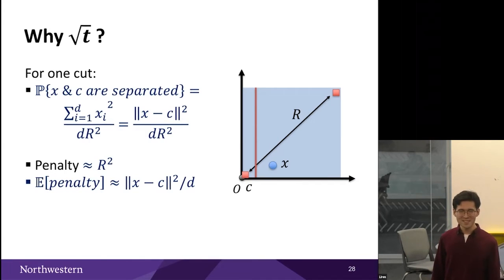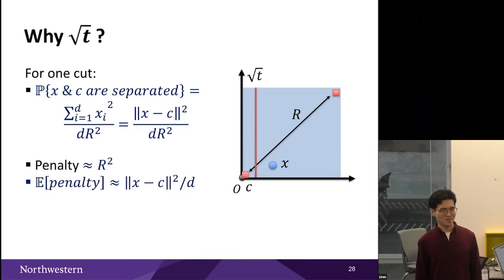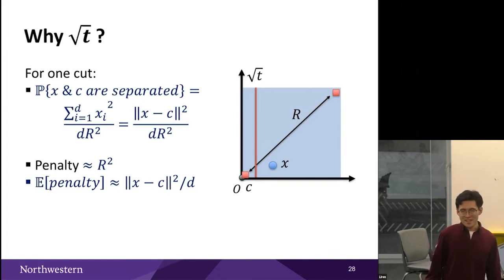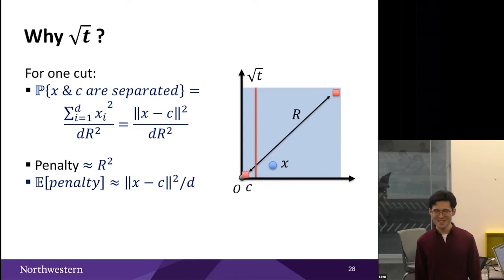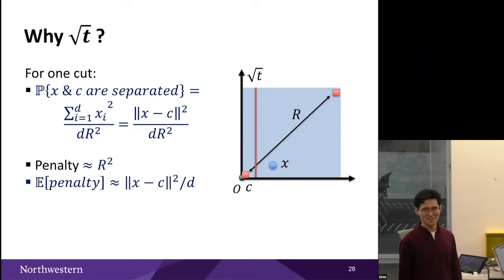Because we pick the threshold cut by this square root of t, we can easily compute that the probability of separation is equal to the square distance between x and c divided by the radius square. And if x and c are separated, x will be reassigned to centers in the right region. So in this case, it will be the furthest center with penalty r square, radius square. Then combining the probability of separation and the penalty, we get the expected penalty is approximately the square distance between x and c divided by dimension d.